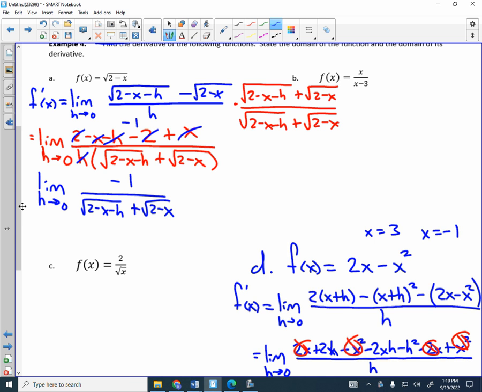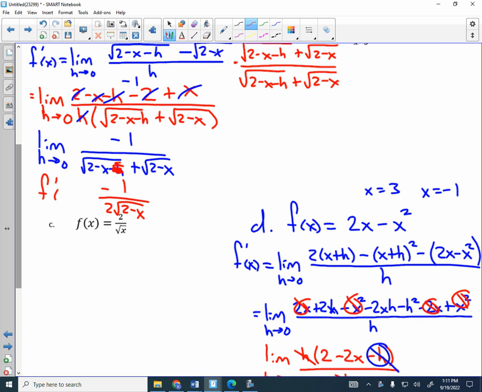Those are almost the same things, aren't they? Can we now plug in 0 for h? Yeah, I can plug in 0 for h. And when I do, notice how I plug in 0 and it goes away. Are those now the same things? So there's 2 of them. So negative 1 over 2 roots of 2 minus x. There's 2 of them now. I plugged in 0 for h. This is the derivative. This is f prime of x.